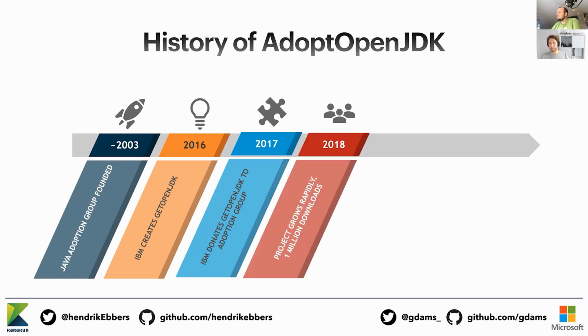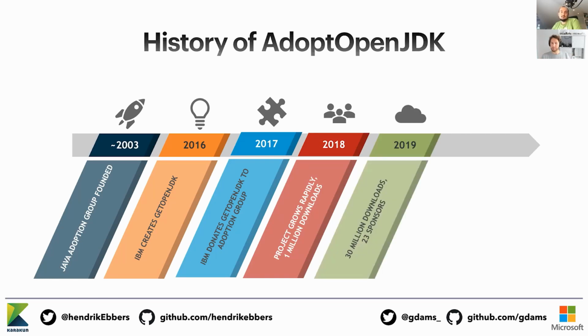And I guess at this point, that's really where AdoptOpenJDK as we know it was put together. Going another year forwards, we were growing pretty quickly. We hit 1 million downloads, which was a huge milestone for us. I don't think anybody expected it. And going forward another year again, you'll see we suddenly hit 30 million downloads.